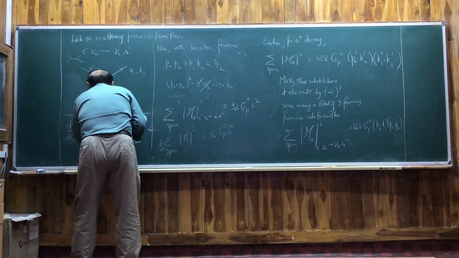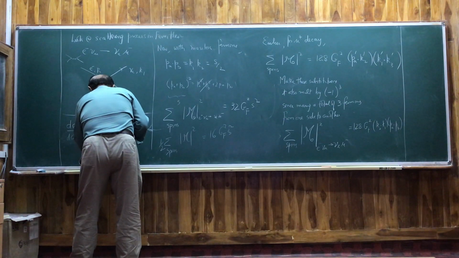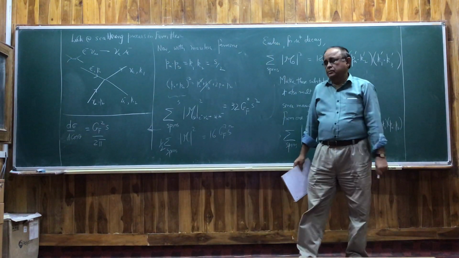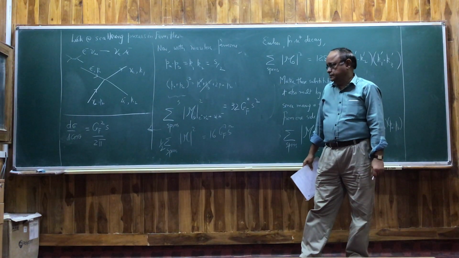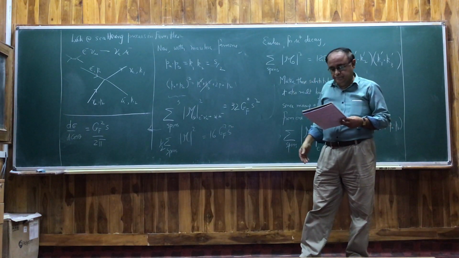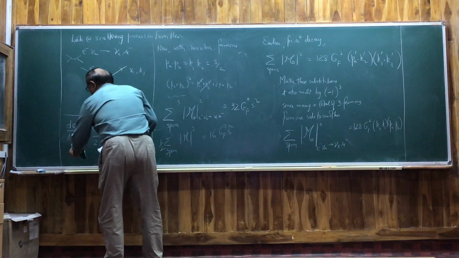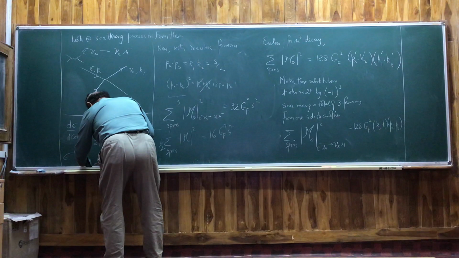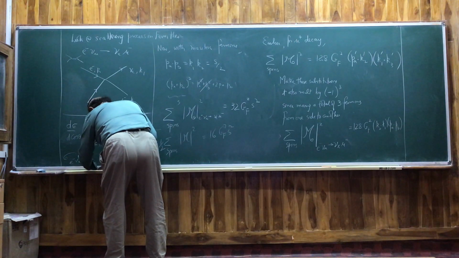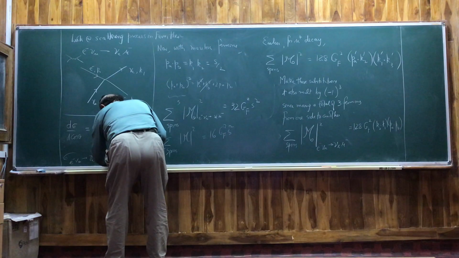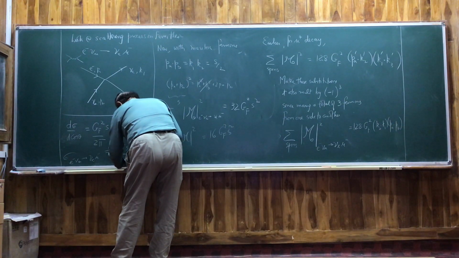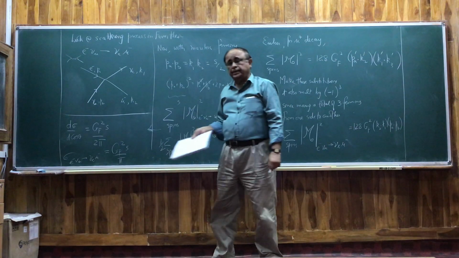and I get GF squared S over 2 pi, where I'm using this expression. And if I integrate over theta, then my total cross section for e minus nu mu to nu e mu minus is GF squared S over pi, the cosine theta integration giving me 2.